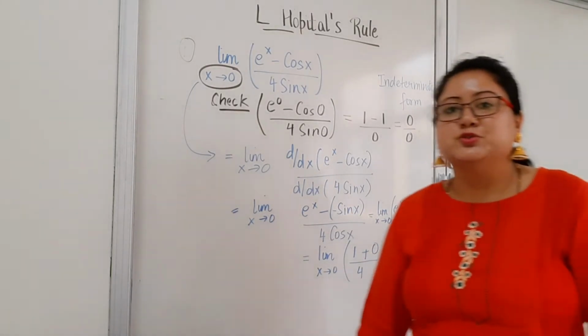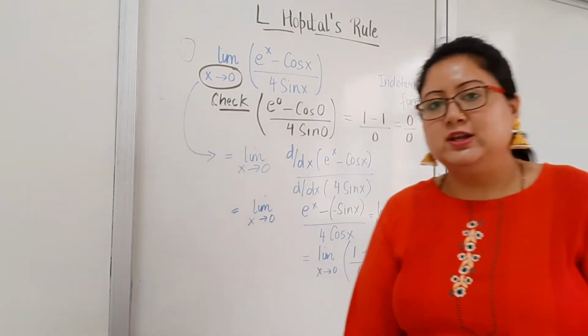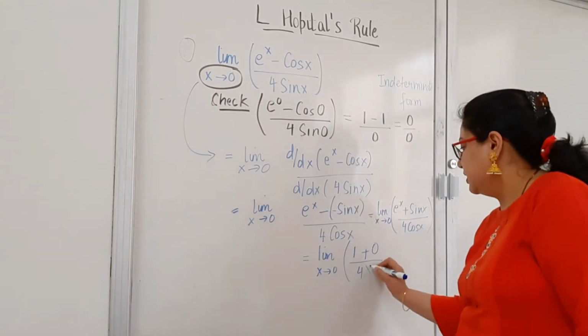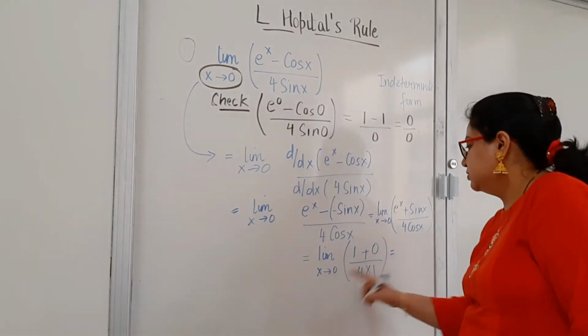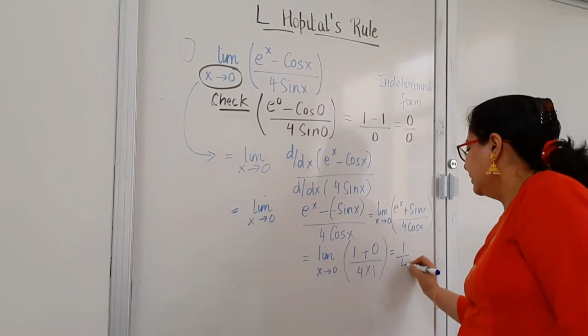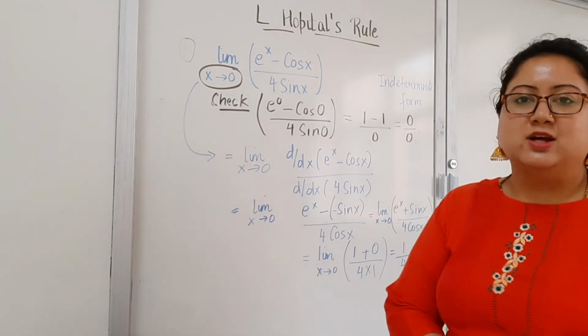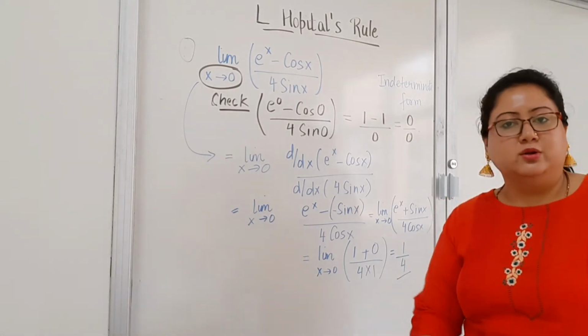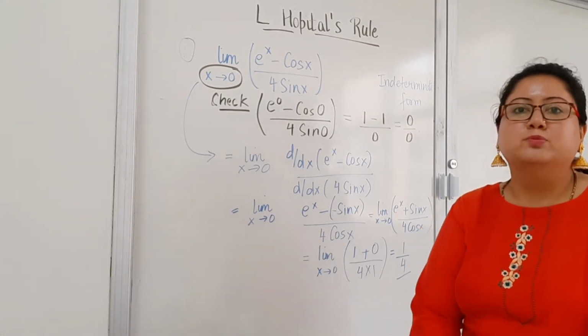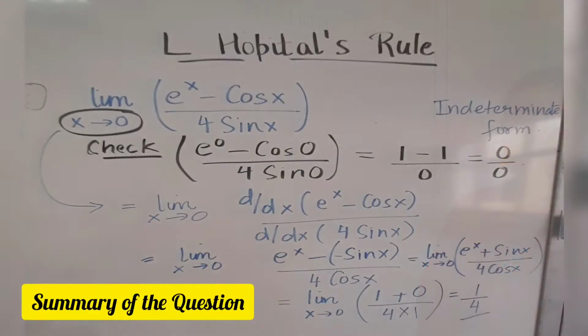So how much is cos of 0? Please recall, and it will be 1. So now I multiply by 1. So this limit comes out to be 1 by 4. It is no longer an indeterminate form, and that is how you solve a question on L'Hopital's rule. I hope it is clear to all of you.